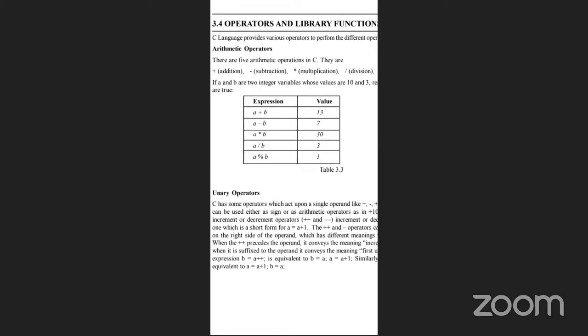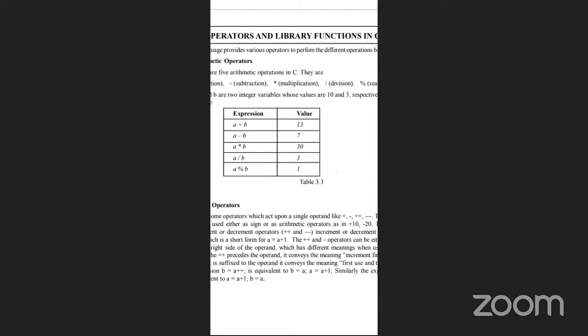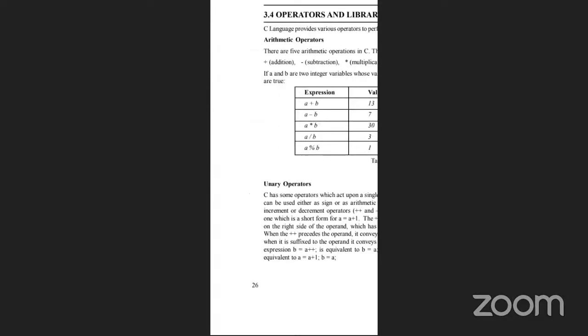Operators. For example, if you know the constants A and B, where the A value is 10 and the B value is 3, then A plus B is what? 10 plus 3, 13.